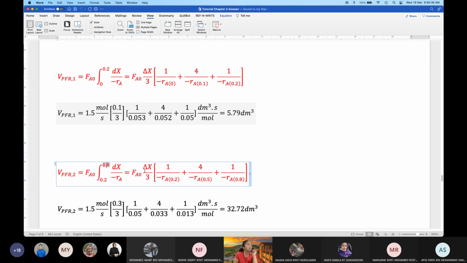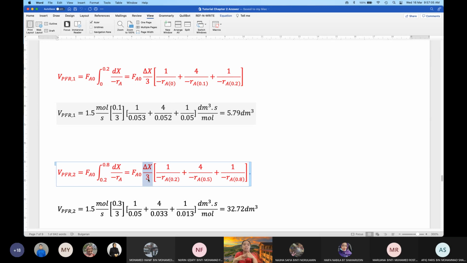Okay. Next, delta X per 3. So part ni yang biasa student akan buat mistake sebab dia lupa initial point dia dah bukan kosong. Initial point dia dalam soalan ni adalah 0.2. Your initial is 0.2. Your final is 0.8. Okay, 0.2, 0.8. So the middle X will be actually 0.5. Kalau kamu perasan, 0.2, 0.8, titik tengah dia sebenarnya adalah 0.5. So your middle X is 0.5.